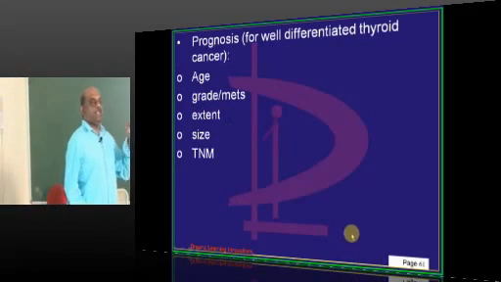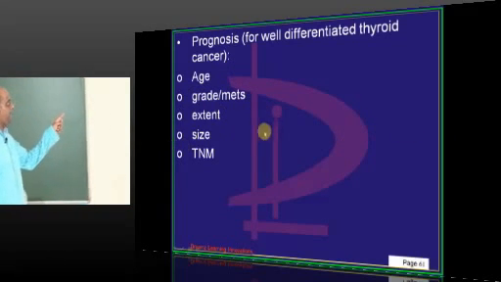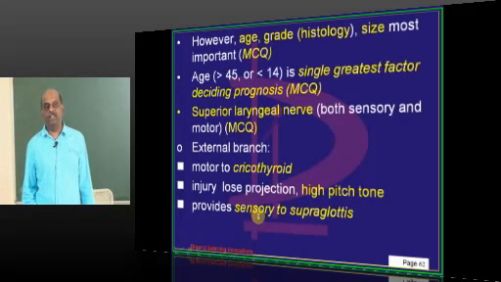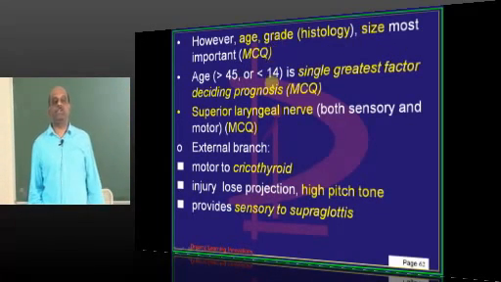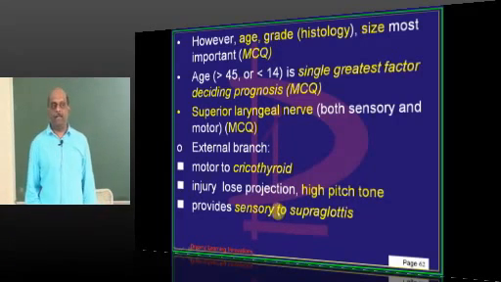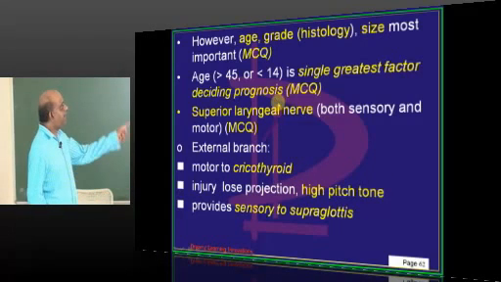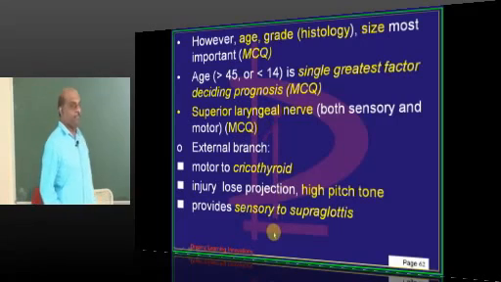So what decides the prognosis if it is a differentiated thyroid cancer? The age, the grade, the extent, the size and TNM. Obviously when so many things are there, who is the most favorite? Age, grade, size, most important. In fact, if I ask you the single greatest deciding factor of prognosis in papillary and follicular, it means age. Is the age more than 45 or less than 14? They are the most important factors which decide the prognosis.